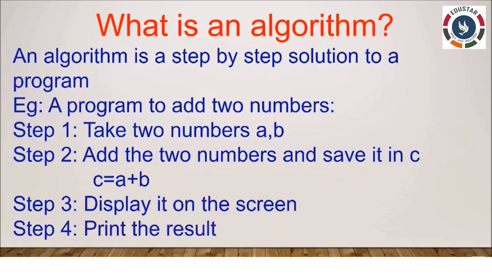An algorithm is a step-by-step solution to the problem. So what is a step-by-step solution? If we are doing anything, first we have to give input. After giving the input, we are going to make the process. After the process, finally we are going to get the result. If you are doing any program in step-by-step order, that is called an algorithm. Before you write the program, first we should write some steps, and those steps are called an algorithm.